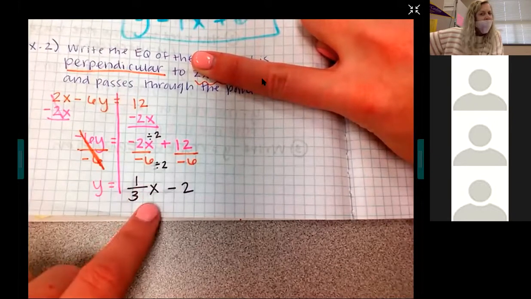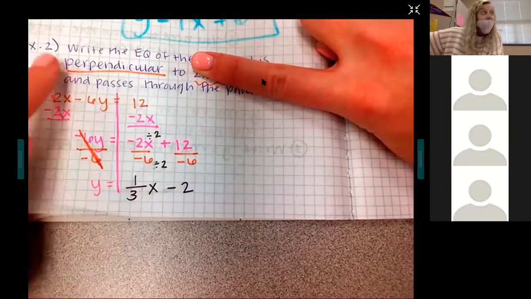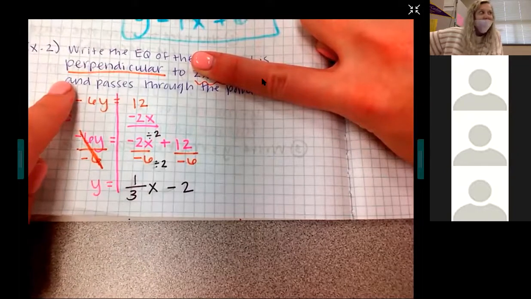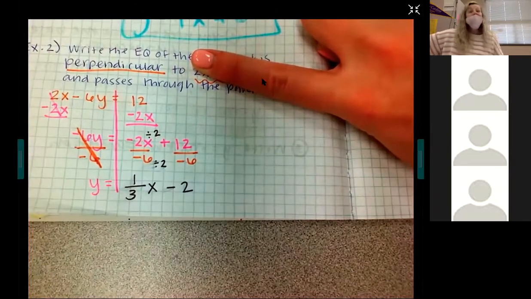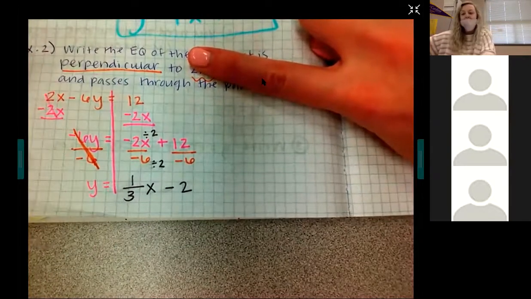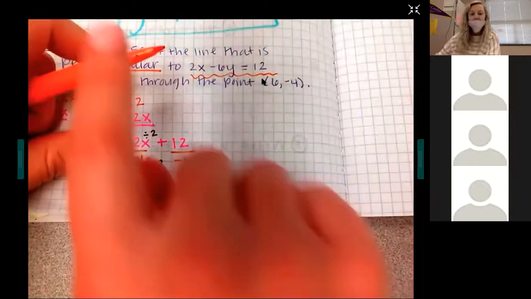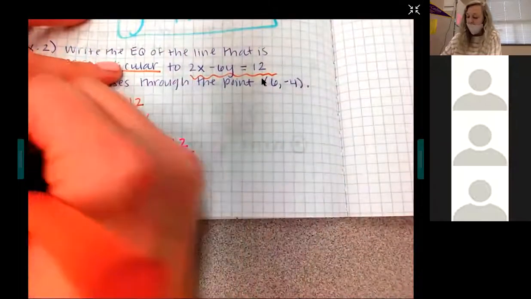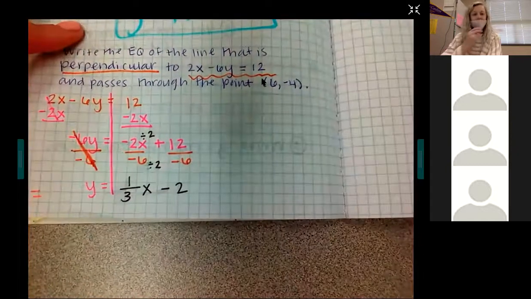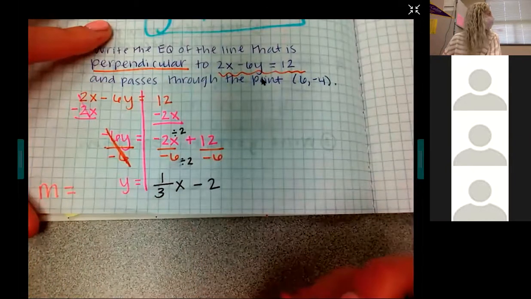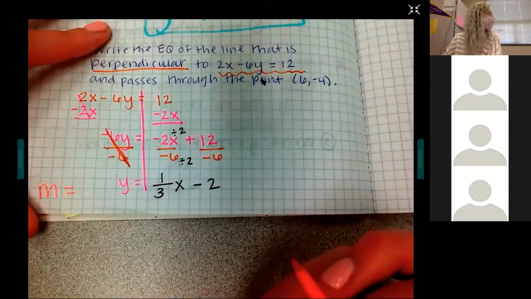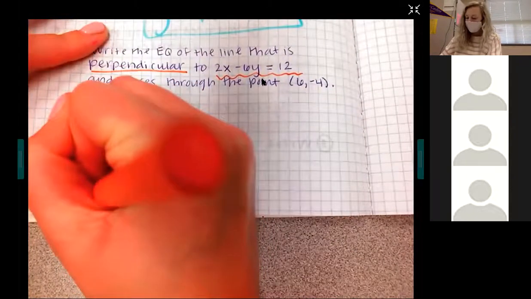Is the slope going to be 1/3 if we're talking about the line that's perpendicular? Chandler's like, no. What do we got to do to this 1/3? Flip it. Flip it and switch it. Yes. So Kiera, if I flip it and switch it, can you tell me what my slope is going to be? -3/1. And what's -3/1, y'all? What's -3 divided by 1? -3. This is your slope.